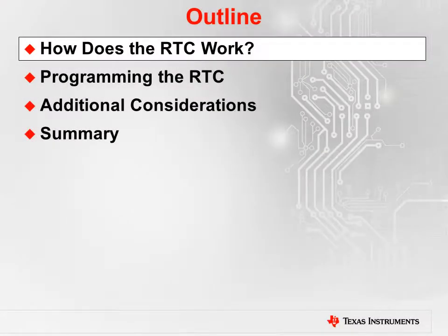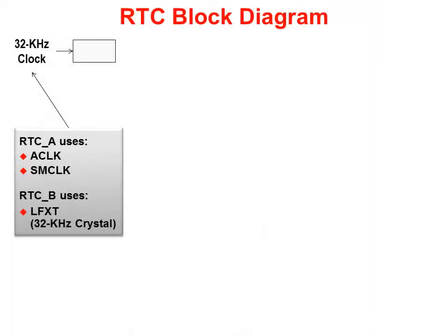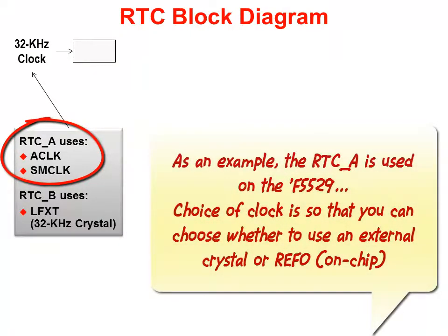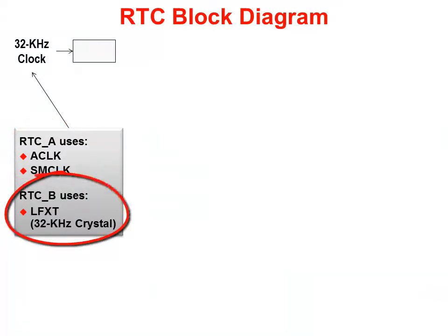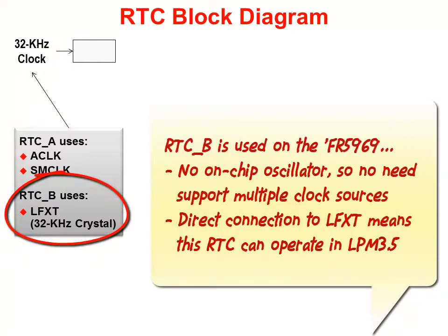Let's begin by looking at how the RTC works. The RTC peripheral is usually driven from a 32 kHz clock. In the case of the RTC A variation, you can choose either ACLK or SMCLK. The A variation is found on the F5529 and provides this choice so that you can drive it from the external crystal or the internal reference oscillator. On the other hand, RTC B, which happens to be found on the FR5969, is driven directly from an external low-frequency crystal. This CPU doesn't have an internal 32 kHz reference oscillator, so an input source option isn't required.